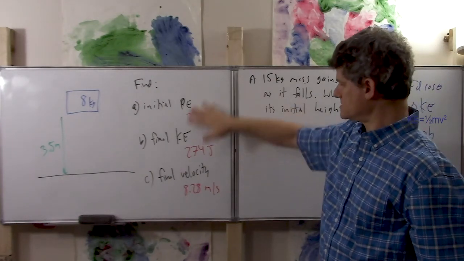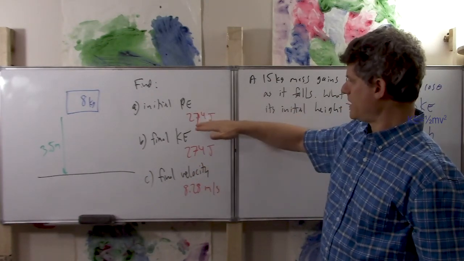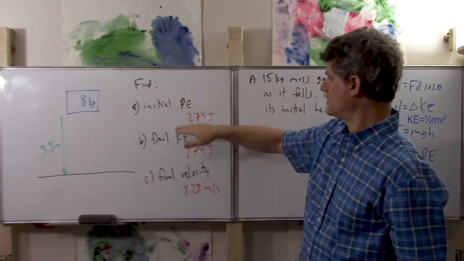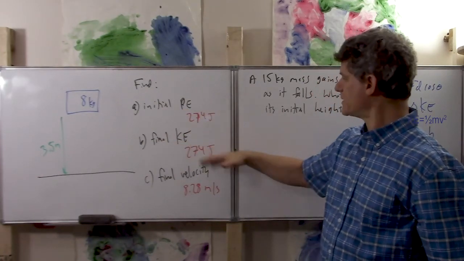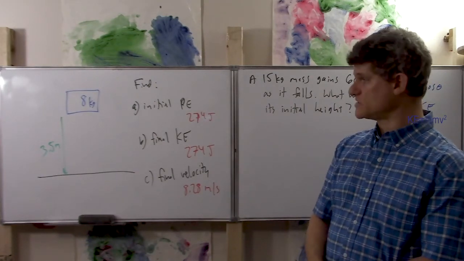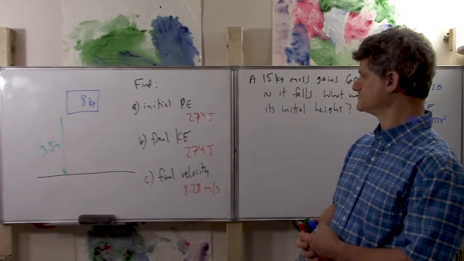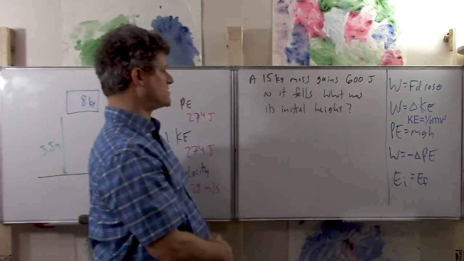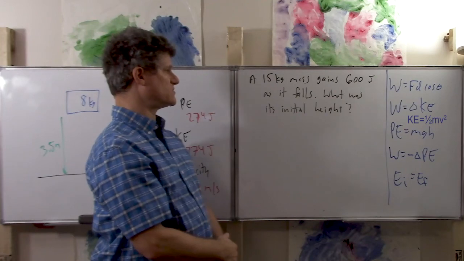So in any of these examples, you can't just do the calculation and get the answer. You have to be able to explain, for example, like the final kinetic energy, you'd have to go through, as we did, the idea of conservation of energy to be able to come up with the answer. All right, and then finally, a 15 kilogram mass gains 600 joules as it falls. What was its initial height?